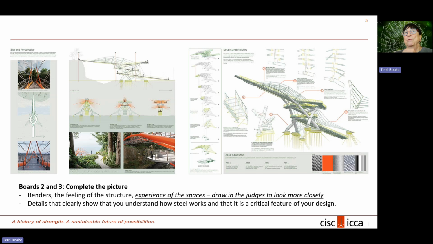We want to see your orthographics, some different kinds of views, definitely a lot of details. You want to show the judges the experience of the spaces and draw them in more closely to understand the project, but also have some very, very credible details. You can see that board 3 has a lot of detail callouts from quite an interesting 3D perspective view of the structure.